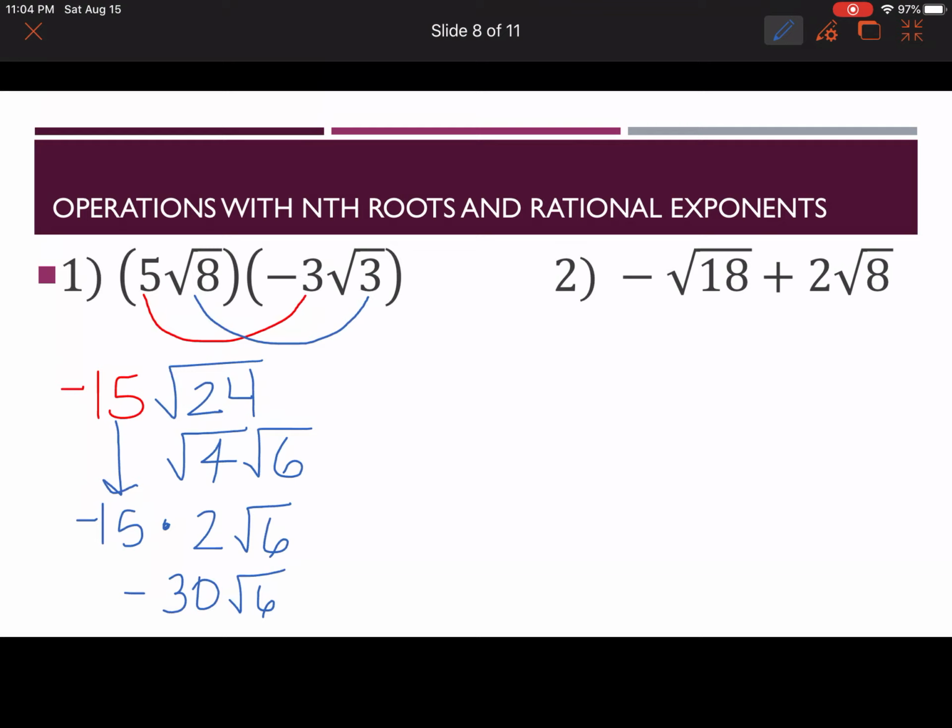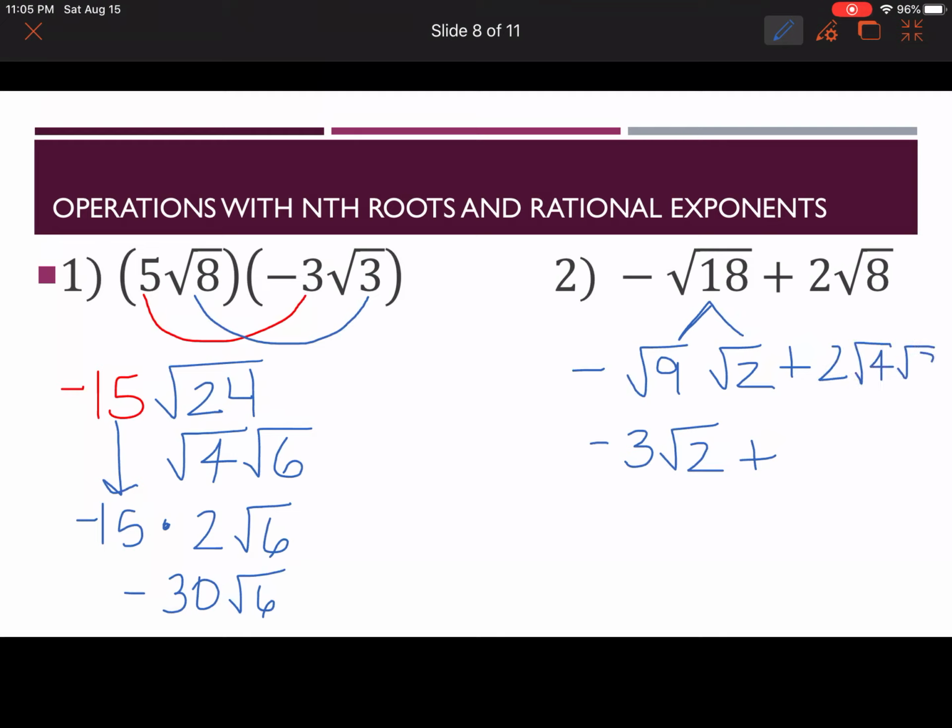For addition, we will simplify first and then see if we have like terms. So the perfect square that is a factor of 18 is 9. So that breaks down to 9 and a 2. The square root of 9 is 3. Bring down your addition sign. So the perfect square in 8 is 4. So that gives us 2 times root 2. So we have negative 3 root 2 plus 4 root 2.